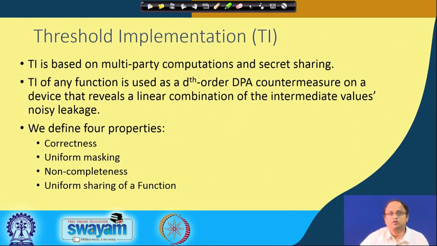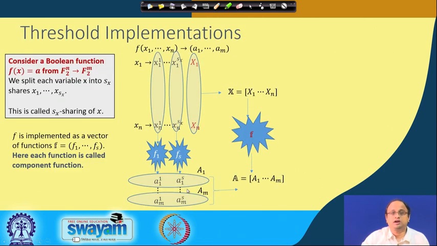Of course, there are 4 important properties that a TI needs to satisfy, and I will define those criteria one by one. They are called correctness, uniform masking, non-completeness and uniform sharing of a function. So, we will see how these properties are defined and how we develop on them one by one. To start with, what is the basic idea of a threshold implementation?